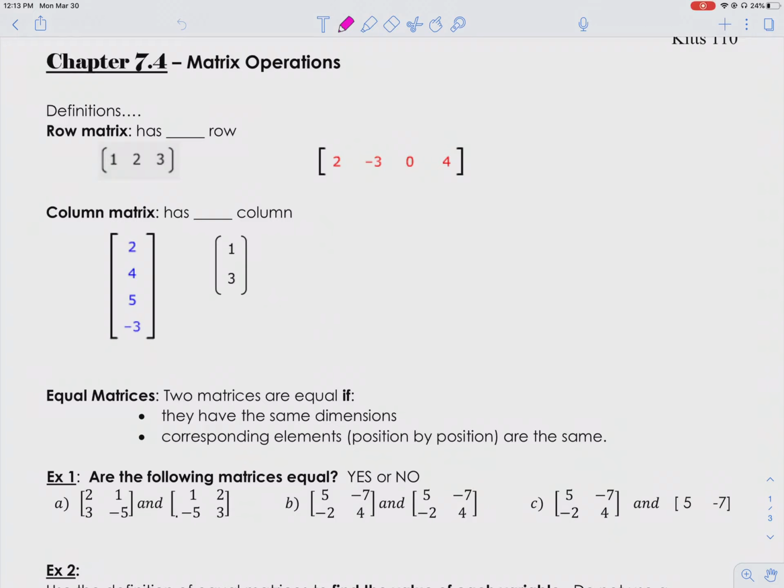So this is section 7.4. It's a really easy section. It's called matrix operations. First thing you've got to do is know some definitions.